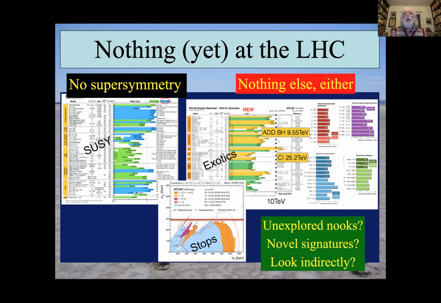So there's a lot of discussion at the moment as to whether there are some unexplored corners of the parameter spaces of such models as supersymmetry. Maybe we should be looking for novel signatures like the long-lived particles that were discussed by Dr. Chung just an hour or so ago. Or maybe we're going to have to reconcile ourselves, in the upcoming collider experiments, to looking indirectly for signatures of beyond the standard model physics, following the advice of Sun Tzu.